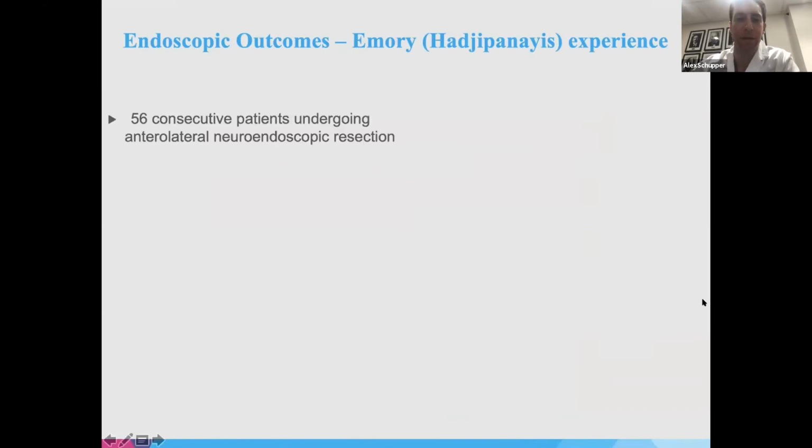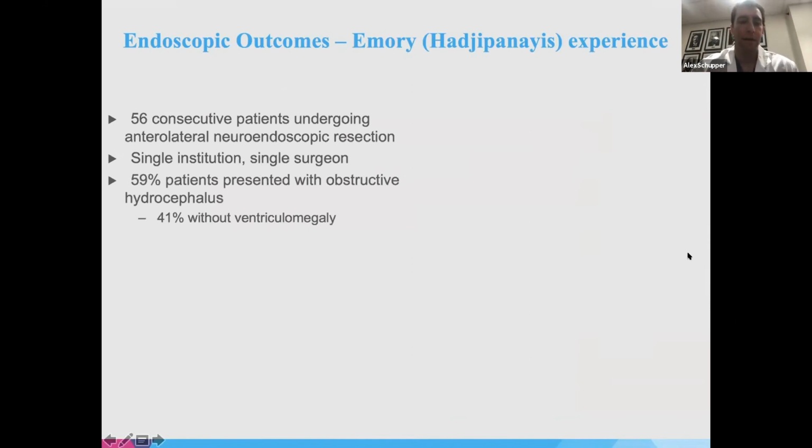And now to talk about some endoscopic outcomes, Dr. Hadjipannyis' group, when he was back at Emory, did a nice job describing this, in that they outlined over 50 patients who underwent this resection using the same approach I just described, the anterolateral approach. And interestingly, 60% of their patients presented with obstructive hydrocephalus, but 41% without ventriculomegaly. All the patients had an EVD placed in the operating room.